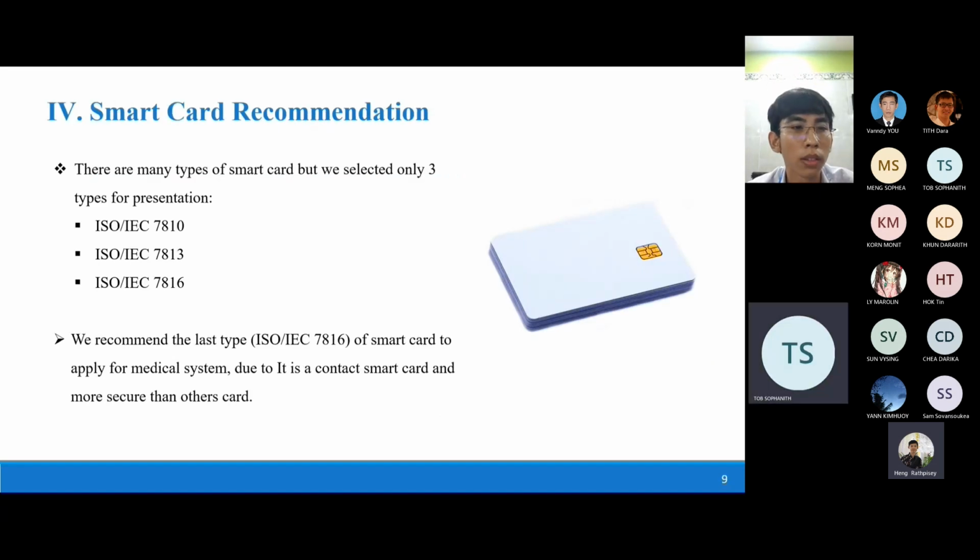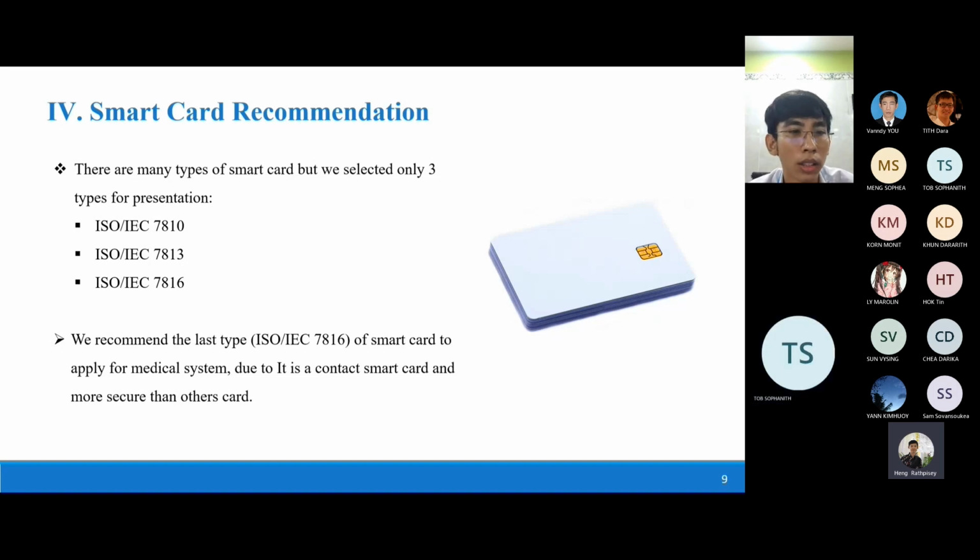Now move to part 4, smart card recommendation. There are many types of smart card, but we select only 3 types for presentation. First, ISO or IEC 7810 is an international standard that defines the physical characteristic for identifying card.